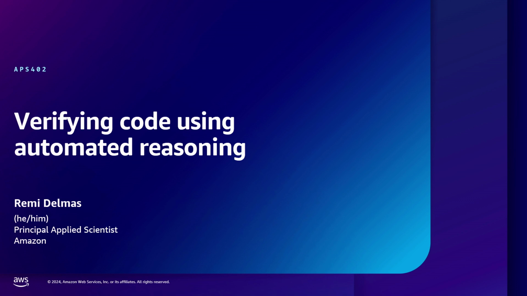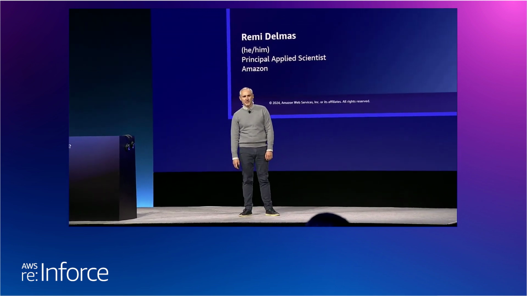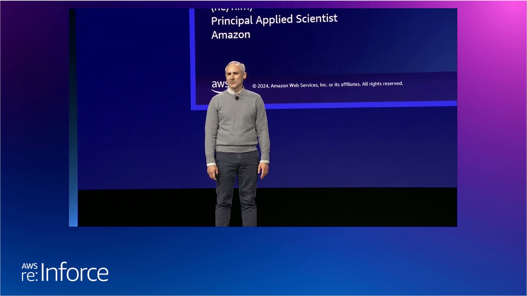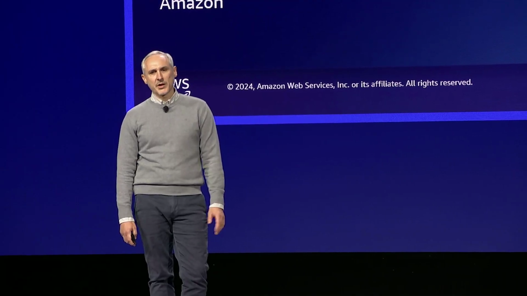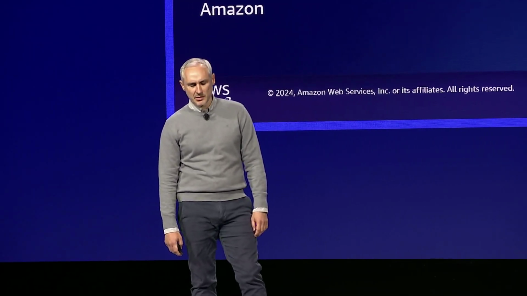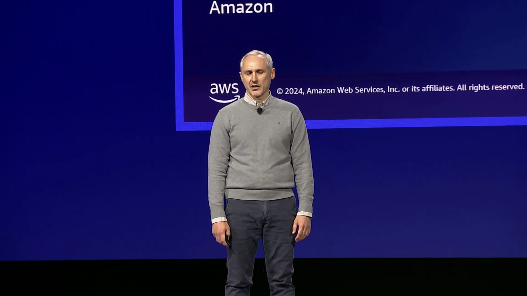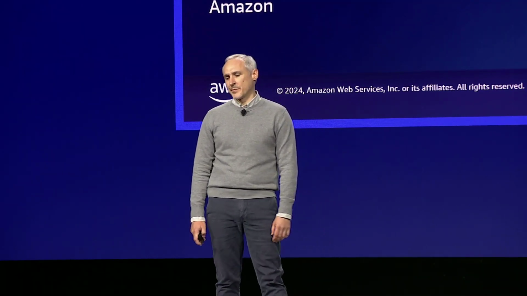For this hour, we're going to talk about verifying code using automated reasoning. My name is Remy Delmas. I've been with Amazon for 3 years. I'm in a team that develops automated reasoning tools for the Rust language, which is what we're going to talk about today. And prior to that, I worked for 15 years in the transport industry. I was developing and using automated reasoning tools to verify railway control systems and flight control systems.